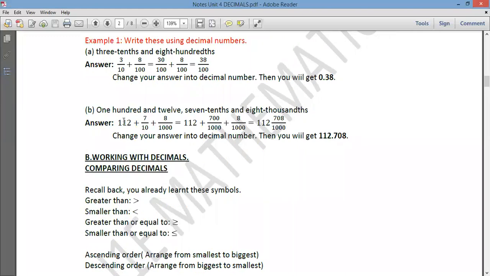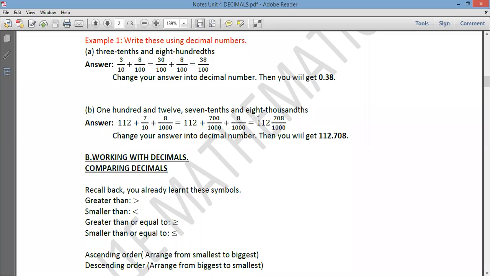Okay, B, you have 112, 7 tenths, and 8 thousandths. So look at this one, 112. You don't have any ordinal number like this, 10, second, or what. Okay, so it means that this one is the whole number. So 112, you write like this, plus 7 tenths. So 7 is the numerator, tenths is the denominator, plus 8 is the numerator, thousandths is your denominator.